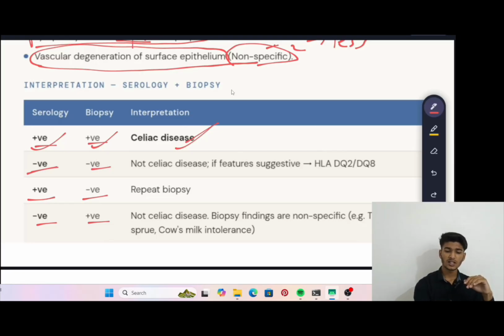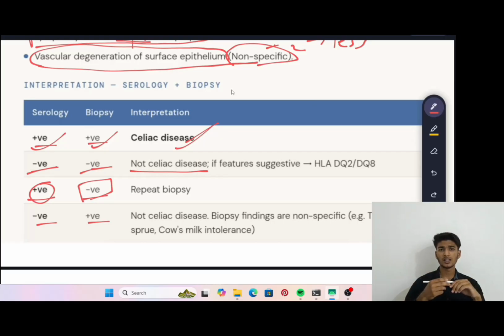If the serology is negative and biopsy is negative, it is not celiac disease, but he might be suffering with latent celiac disease, because in latent celiac disease the genes HLA-DQ2 and DQ8 are present in the person. If these genes are present, he might have latent celiac disease, but he is not suffering with celiac disease right now, after seeing that the serology is negative and the biopsy is negative.